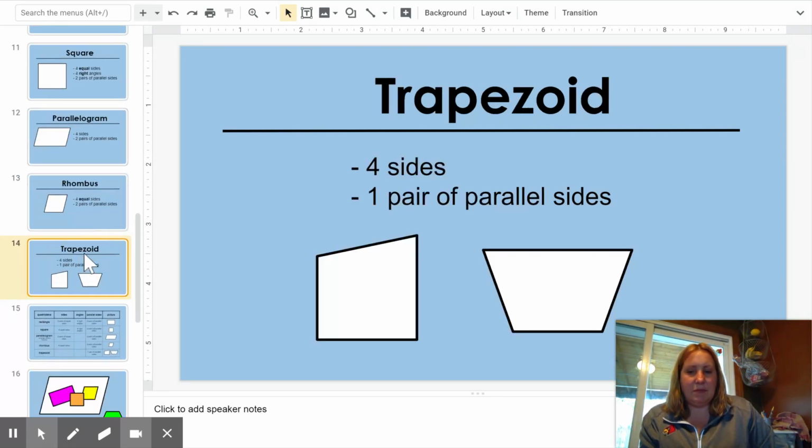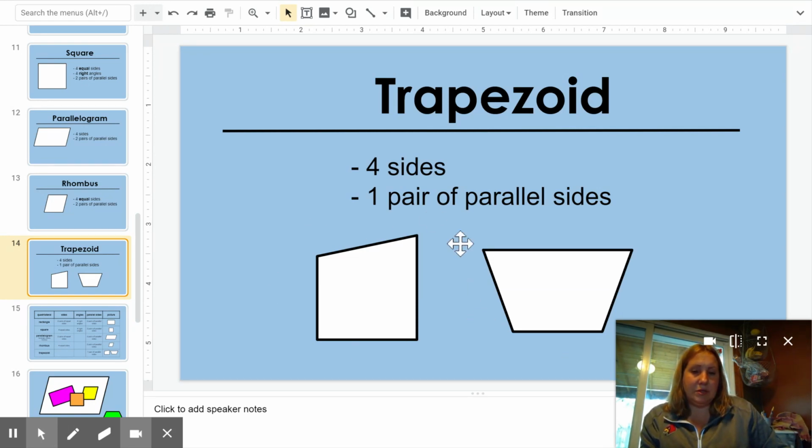And the final type of quadrilateral we're going to learn about is a trapezoid. And trapezoids are really, really different than all the other things we've learned about so far. So they still have 4 sides because they're quadrilaterals. But the next thing is very different. The next description says it has 1 pair of parallel sides. All of our other figures had 2 pairs of parallel sides, but a trapezoid only has 1.